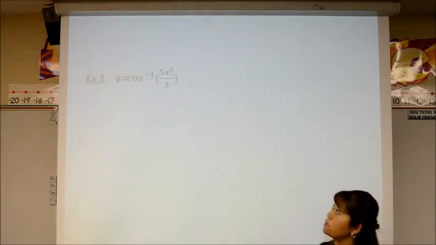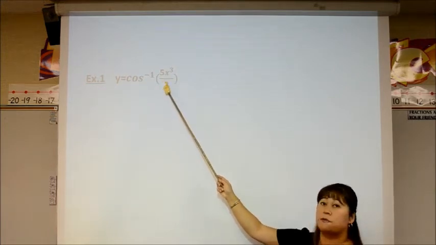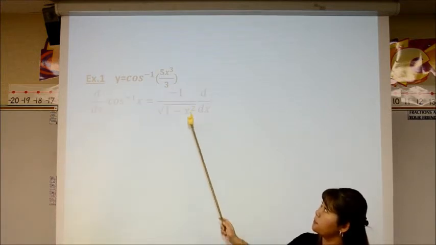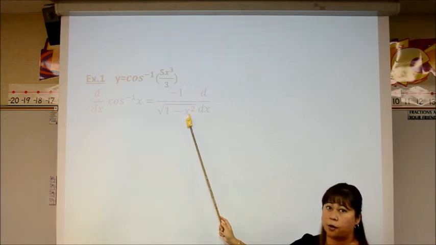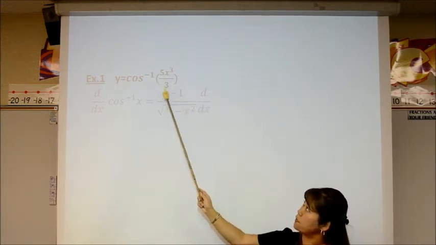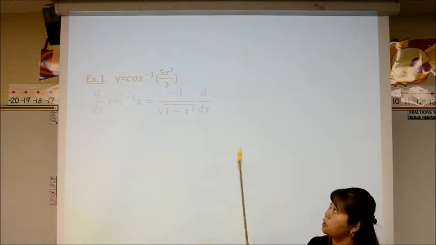Example number 1 says take the arccosine, and the x part of it is going to be 5x cubed divided by 3. Let me put up the formula right there. All of this right here is your x. So we're going to substitute into this x part, and then we're also going to take the derivative of x. That's the chain part of it. So we're going to take the derivative of that and multiply it by the chain part. Okay? Let's go ahead and do that.